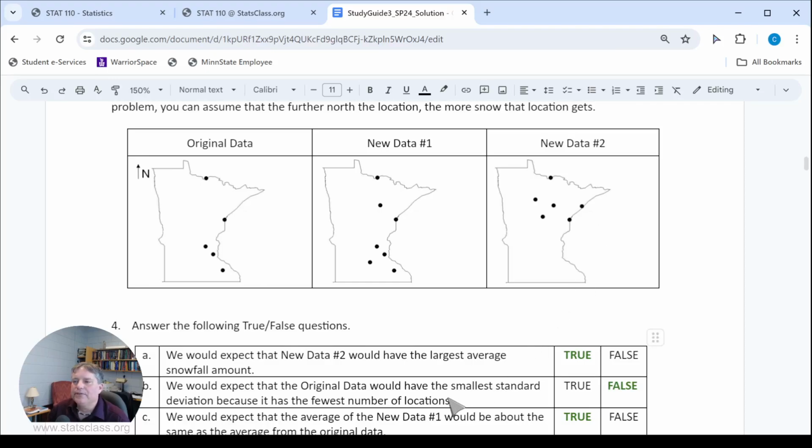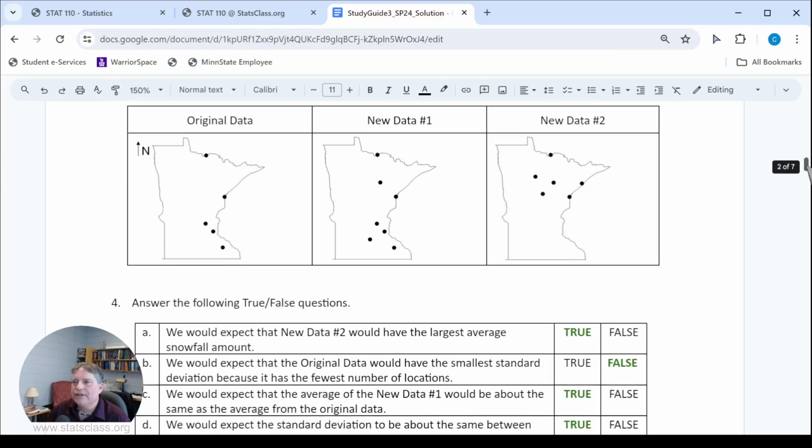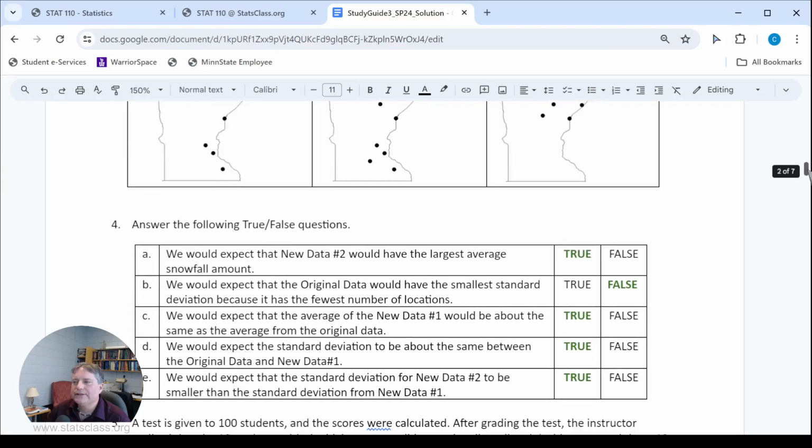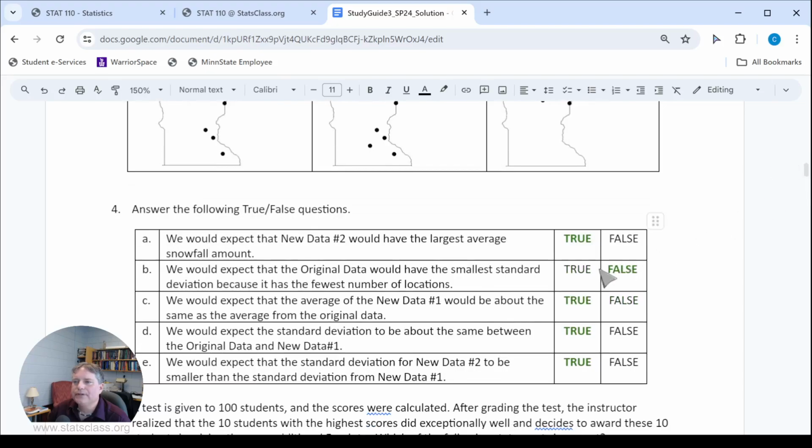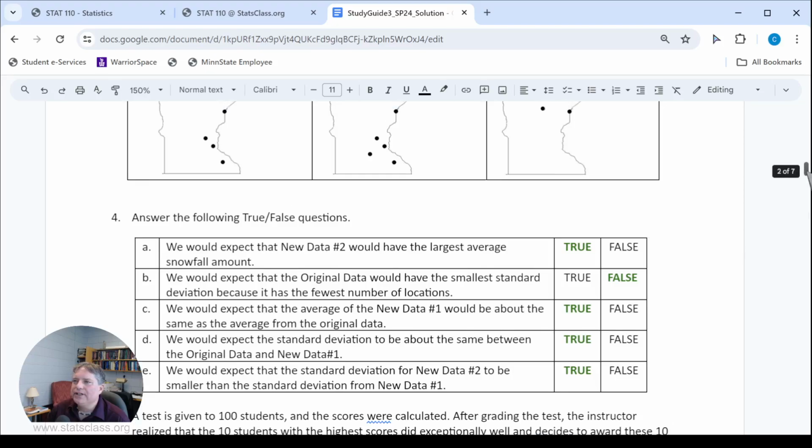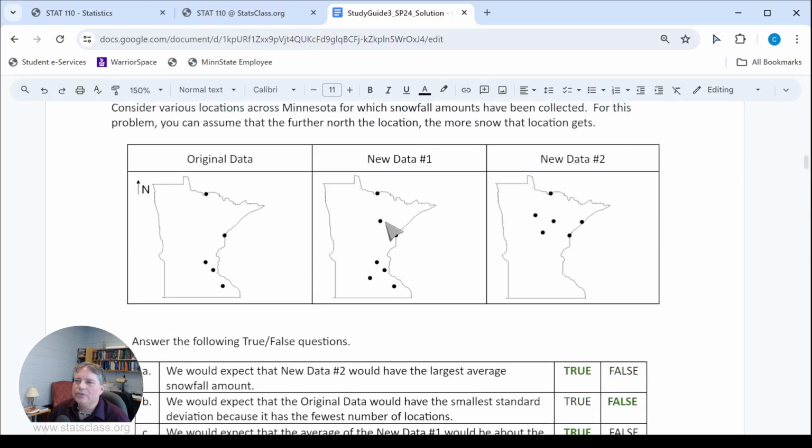B, we expect the original data would have the smallest standard deviation because it has the fewest number of locations. Our measures, like average and standard deviation, are not influenced by the number of locations or the number of data points, so that's going to be false. None of our measures that we typically use are influenced by the number of observations. That wouldn't be a very good measure. We'd expect the average of new data 1 to be about the same as the original data. Well, all I've done here is just added one more location to both the northern and southern Minnesota, so that average there is probably not going to change much.